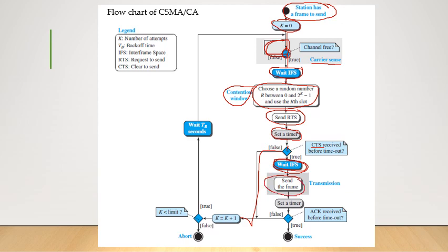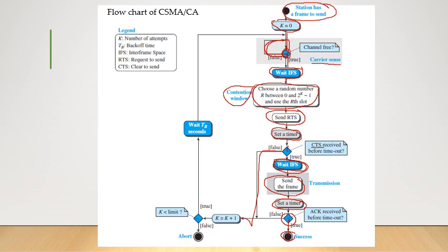And I have told you already 3 things we have to follow. What is it? One is IFS, that is interframe space, then this contention window, and then we have to wait for acknowledgement. So we can't simply keep waiting for acknowledgement. So what we should do? Of course, set a timer and then we'll wait for the acknowledgement. And that acknowledgement should reach before the timeout.